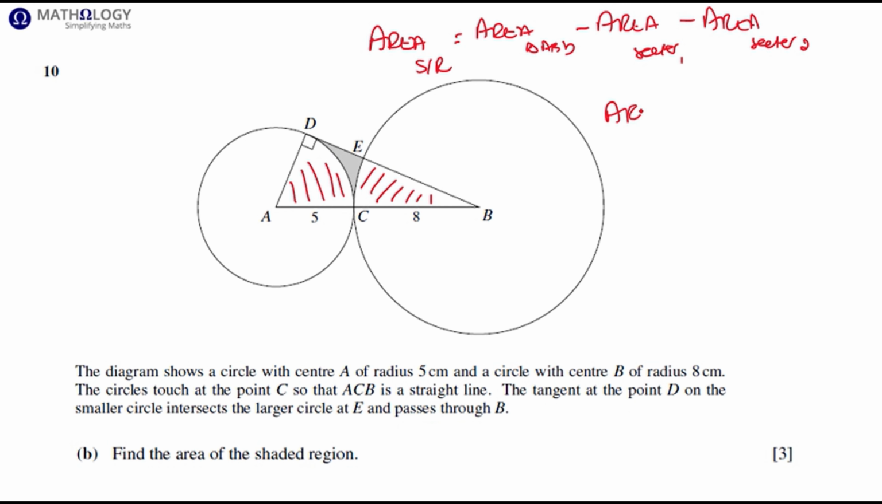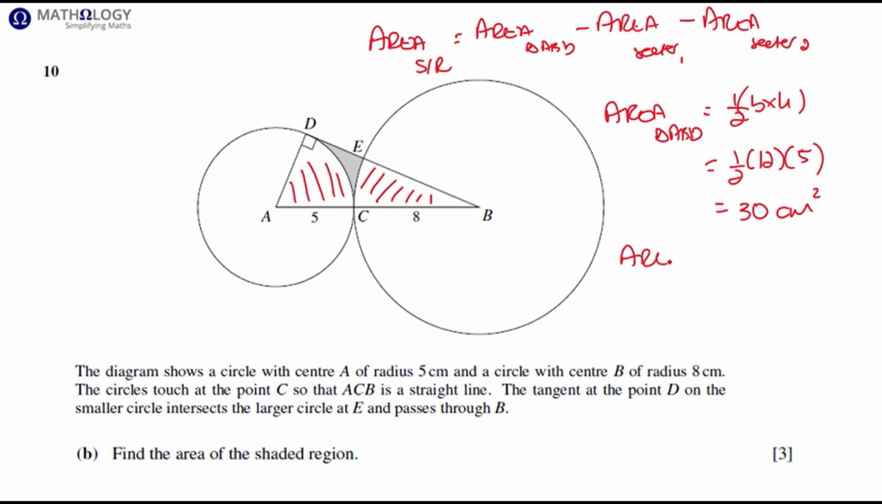So the area of triangle ABD, which is a right angle triangle, will be a half the base times the height. AD and BD are the base and the height, it doesn't matter which one is which. So half BD, BD is 12 and AD is 5, so that will be 30 centimeters squared. That's the area of triangle ABD.